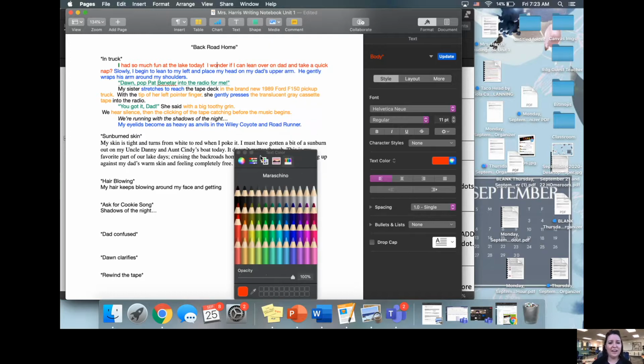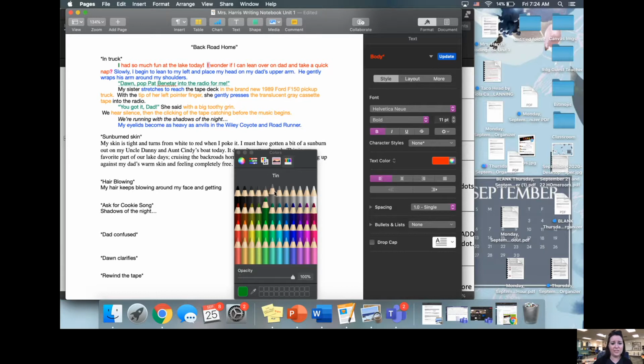I wonder if I can lean over on dad and take a quick nap. Okay, so I'm wondering, I'm questioning. So my punctuation sounds appropriate, looks appropriate. My sentence made sense. And I began with an uppercase letter, so I capitalized where I needed to. So I'm gonna highlight that with green.